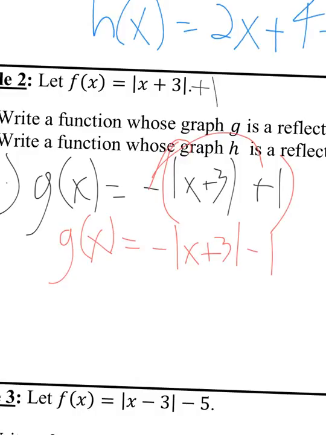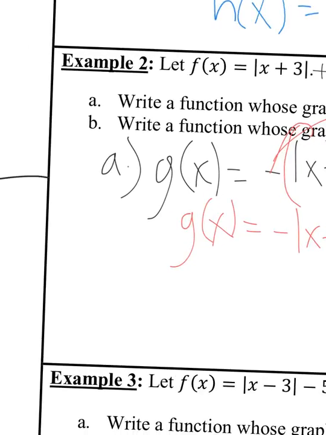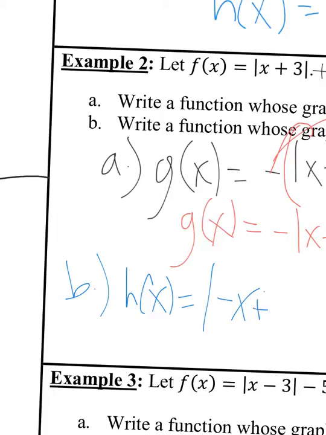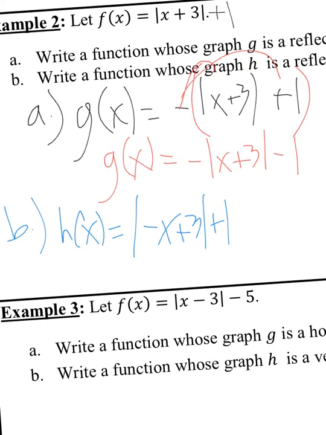Okay, so the h of x for part B. Well, I'm going to reflect across the y-axis, so that is putting the negative on the inside of the function. So you have absolute value of negative x plus 3 plus 1. And that right there is kind of acceptable, but I just want to go over what you might see, since you typically don't see stuff written like that, but sometimes you might.